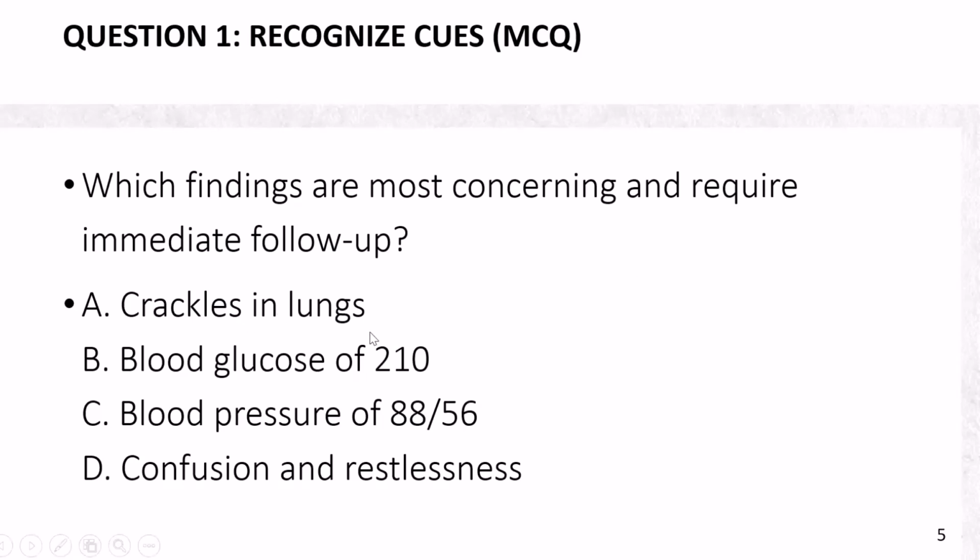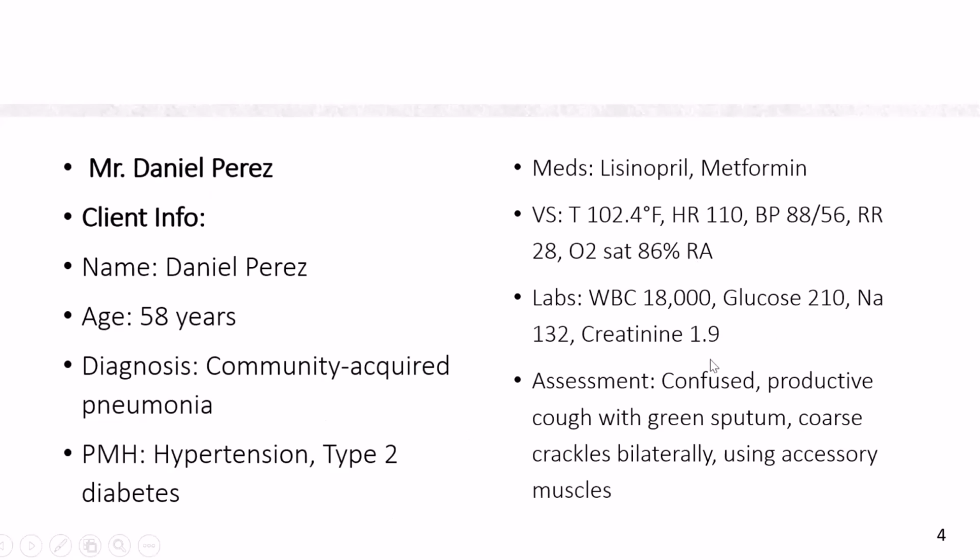So A, crackles in the lungs, blood glucose of 210, blood pressure of 88/56, confusion and restlessness. Which of these findings are concerning? You have to put everything about the client into perspective. He is 58 years old, has a diagnosis of community-acquired pneumonia, and this is the past medical history. So you have to look at everything, especially the vital signs.